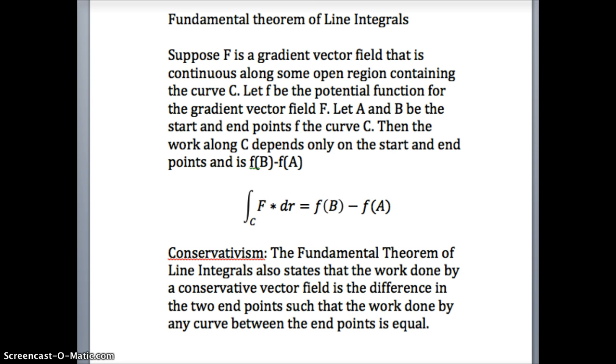A key aspect of the fundamental theorem of line integrals is that it works with conservative vector fields. And so the fundamental theorem of line integrals states that the work done by a conservative vector field is the difference in the two endpoints, such that the work done by any curve between the endpoints is equal.